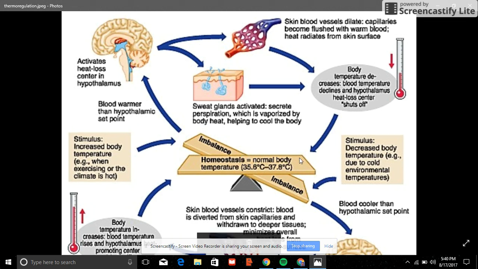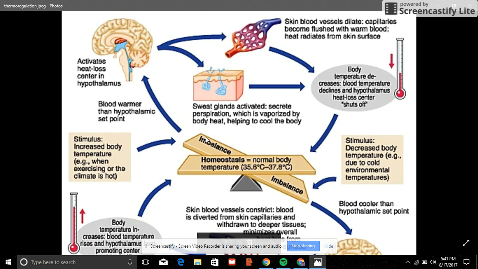If you didn't know already, normal body temperature is about 36 degrees Celsius or about 98 degrees Fahrenheit. Our body wants to tightly regulate this temperature, but of course we know in reality there's going to be plenty of times when we're going to be in an imbalance where we're going to have an increase in body temperature above this normal or a decrease. What I'm going to illustrate in this picture is when it increases. So like when we're exercising, or in a hot climate, like when we're in Houston.